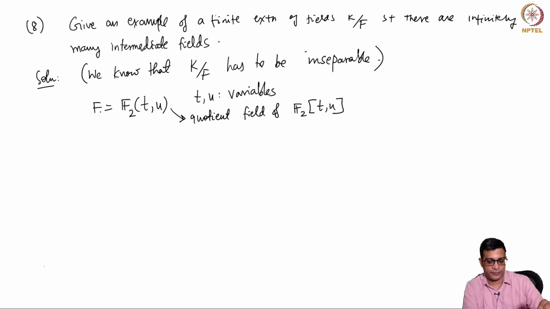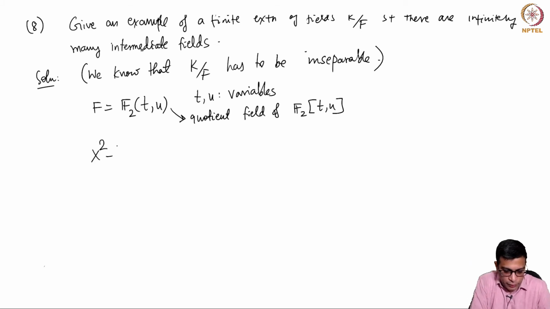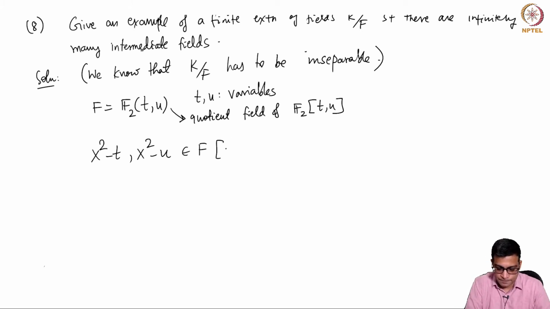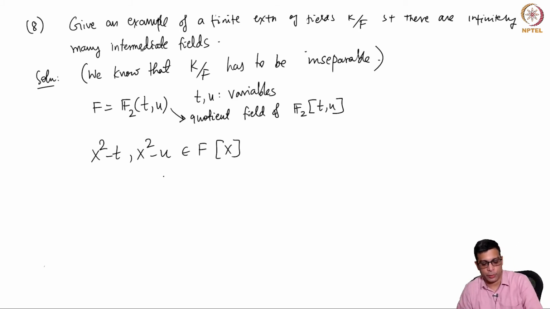So you take the polynomial ring in 2 variables and take its quotient field. That means elements of capital F are simply going to be ratios of polynomials f by g, where f and g are polynomials in 2 variables. And in this, we consider x squared minus t and x squared minus u. Remember, in the earlier example of a normal non-Galois extension, we took one variable and this particular polynomial. We now take 2 polynomials over capital F. T and U, remember, are constants because they are in capital F.